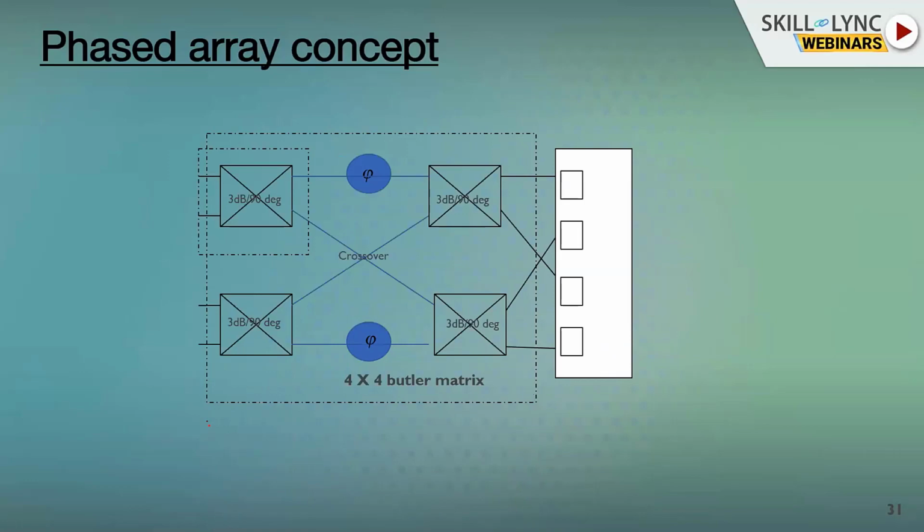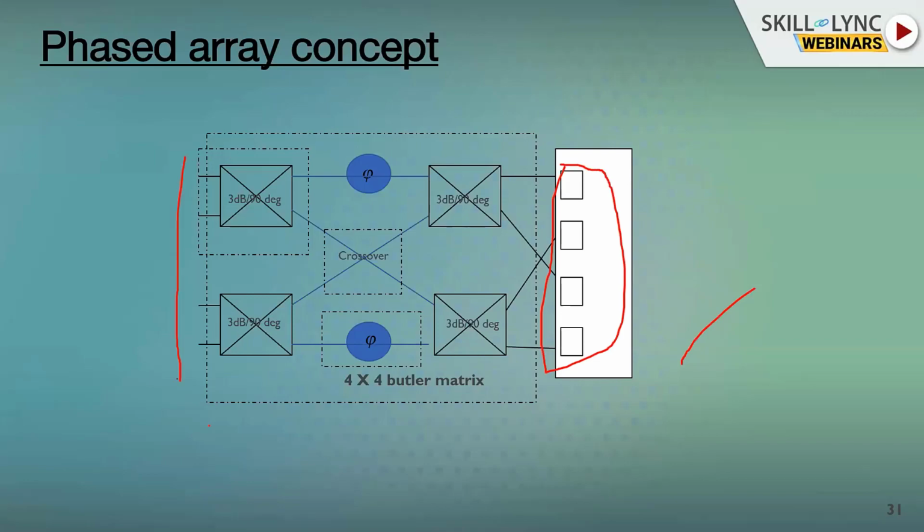You can see that we have a digital coupler, a crossover, and a phase shifter, and so on. So this is the printed antenna connected to the Butler matrix. These are all excitation inputs. So if I excite port one of the Butler matrix.